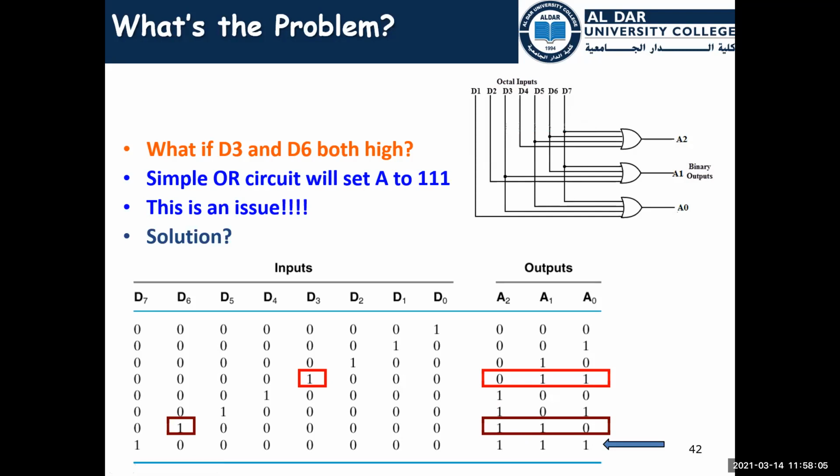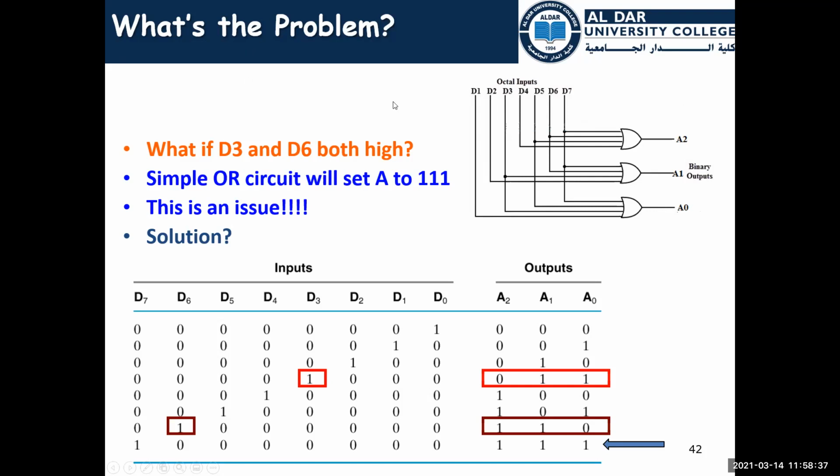Okay, I will say the problem again. In the encoder, we have one active line at a time. We cannot have two lines active at a time. But if we have, for example, D3 and D6, this is going to give us the output as 1,1,1. But I don't want the output to be 1,1,1. I want to select which one to prioritize.